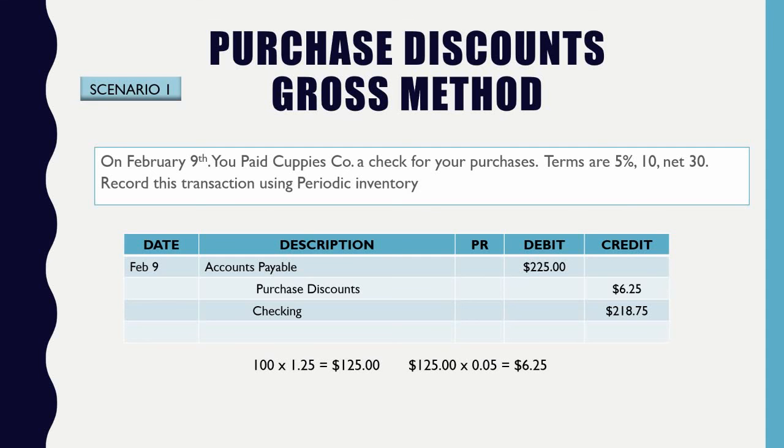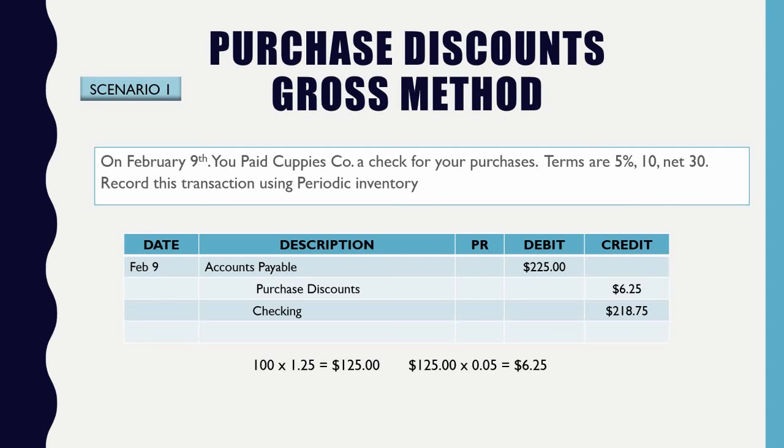So then it flows the other way. Exactly. Okay, perfect. So again, we calculated what 5% of $225 was, and it was $6.25. We're going to subtract it from the $225 that we owe, and we're going to write a check for $218.75. Do you see how we were able to do that?